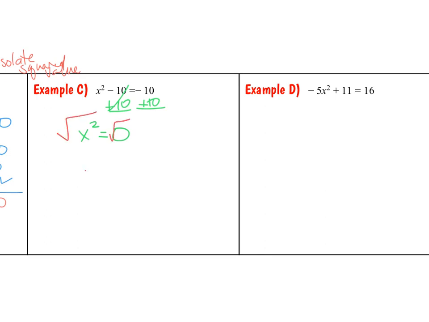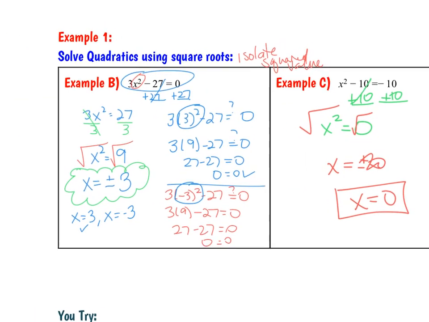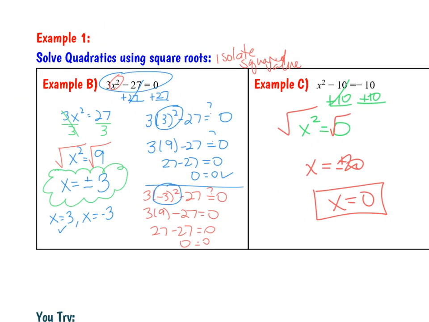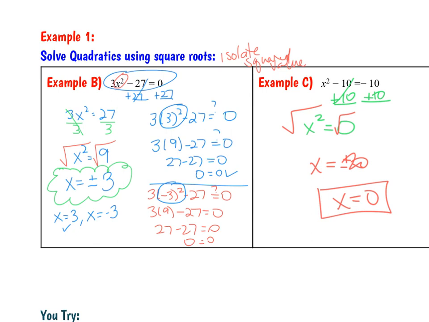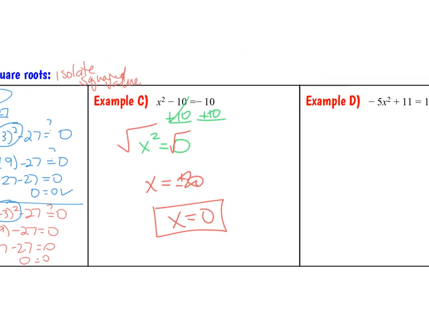And so we see that the answer is x equals, we could say plus or minus 0, but we don't need a plus or minus, right? You just say x equals 0. Okay, so notice we have one solution here, and that's it. As opposed to the one before it, we had two solutions, x equals 3 and negative 3. So let's take a look at the last example now.